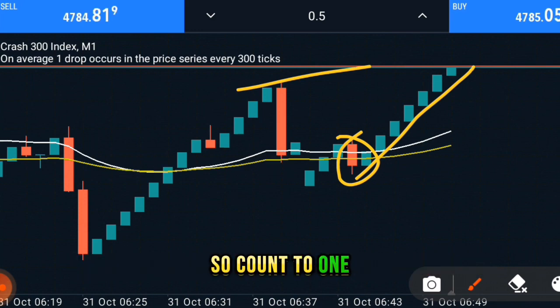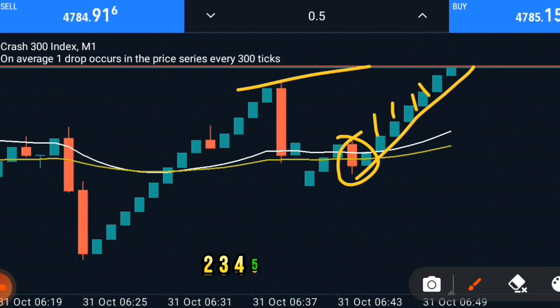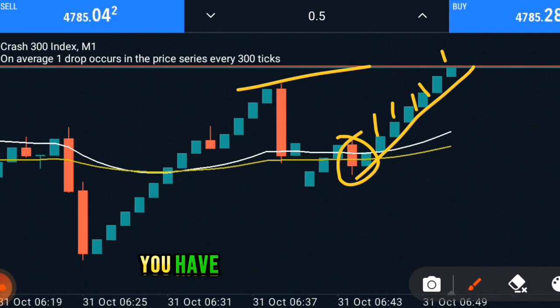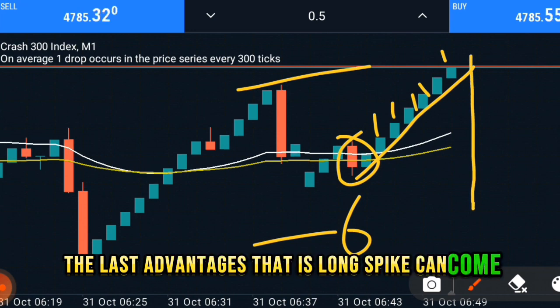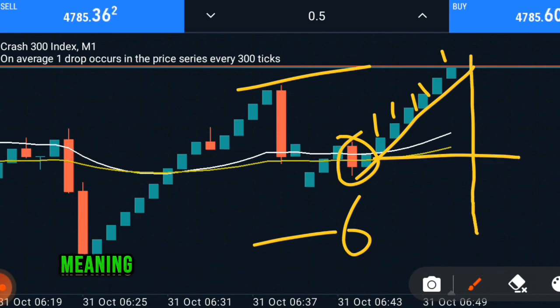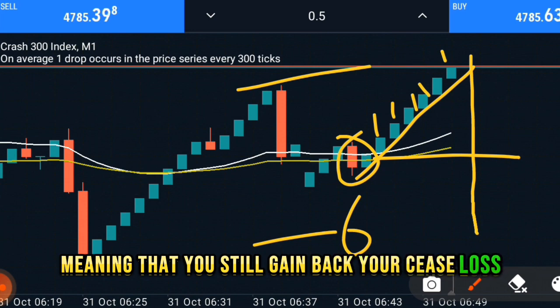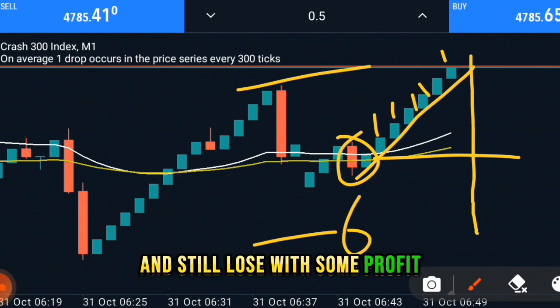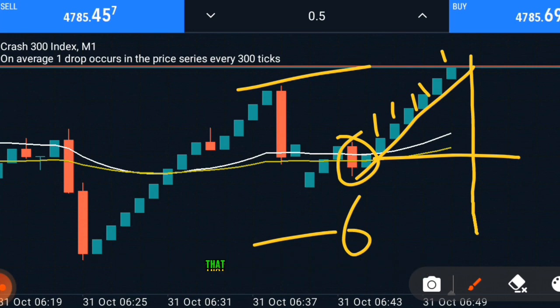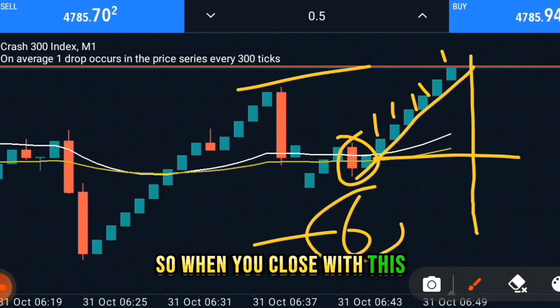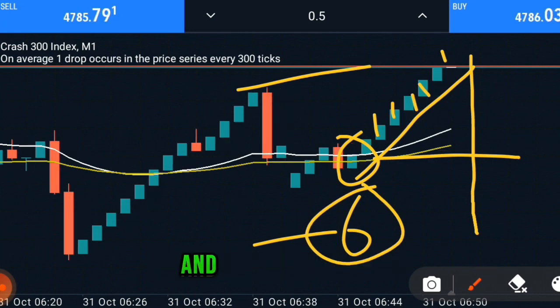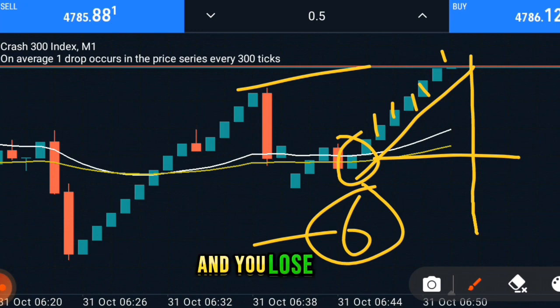So count 1, 2, 3, 4, 5. Currently, this is now 6. So you have already seen -$6. The advantage is that a long spike can come and cross here, meaning that you still regain back your 6 loss and still close with some profit. But what if you don't have an account that can carry it? At that point, you are losing everything you labored for. So when you close with this, possibly you may be angry and go back next time and you lose trend.